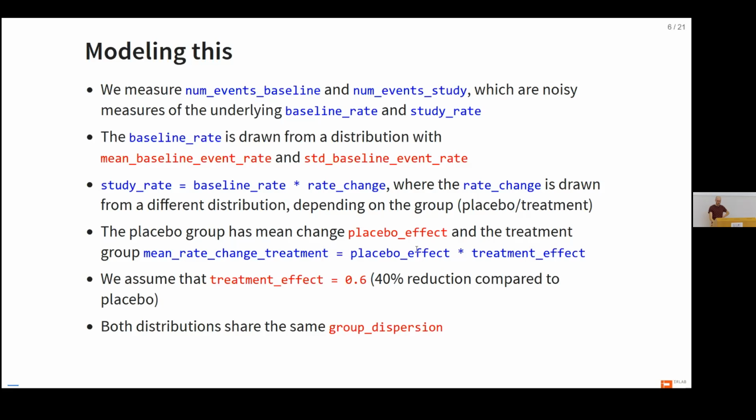And then we have the assumption that for the treatment group, this is on top of the placebo effect. And here we assume and fix the treatment effect to 0.6, so a 40% reduction compared to placebo. And then we assume that there's some kind of dispersion, so both the treatment group and the placebo group have some standard deviation, which is the same, for the change in the event rate.